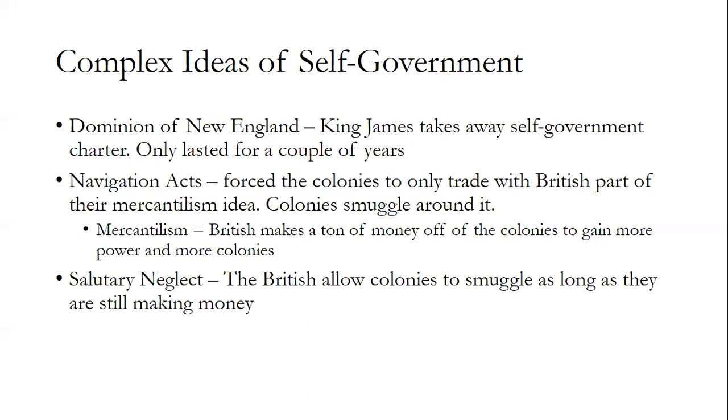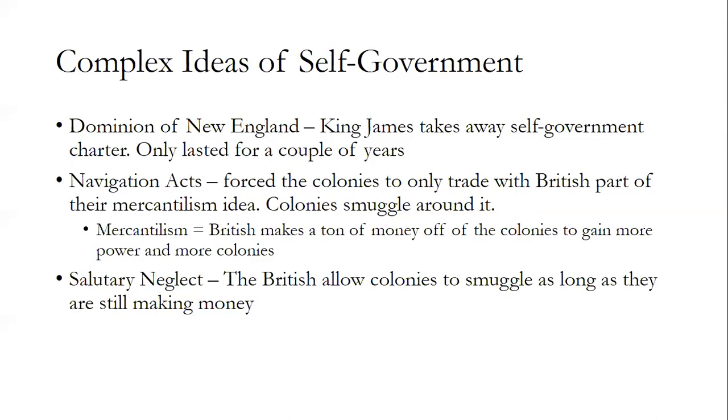So New England is going to be very, very self-governed until King James. King James is going to come in and he's going to take away a lot of the self-government of New England, make all New England colonies one mega colony, and that mega colony is going to be called the Dominion of New England. So the Dominion of New England is how King James challenged this. Now, he only stayed around for a couple of years, so because of that, this Dominion only stayed around for a couple of years, but that was how he challenged it.